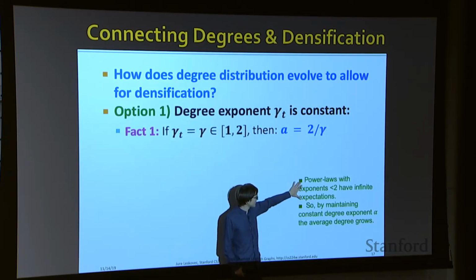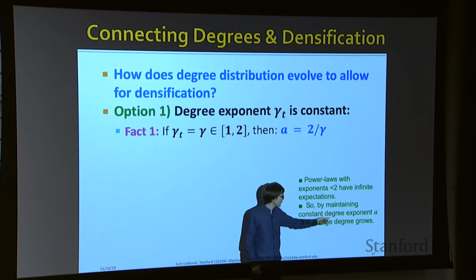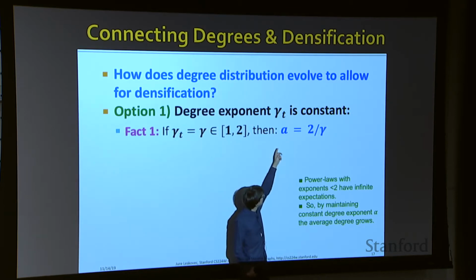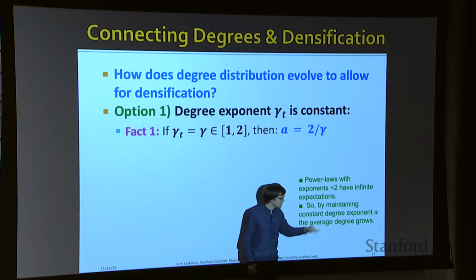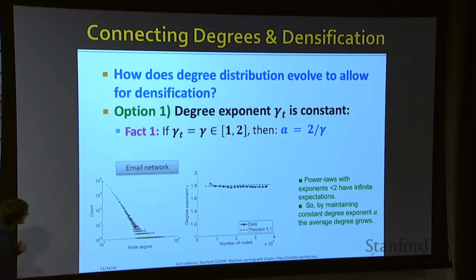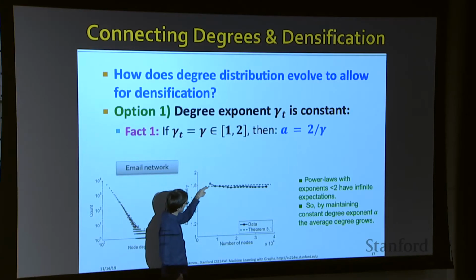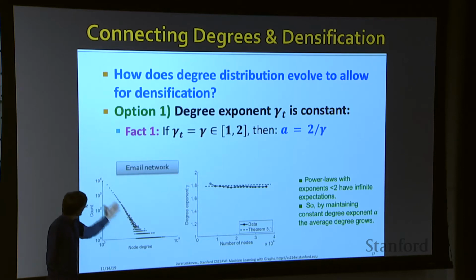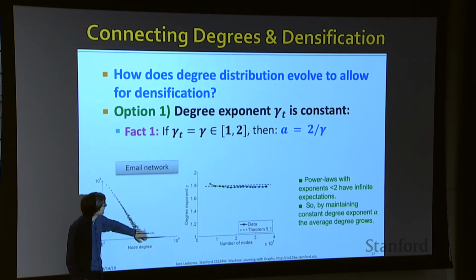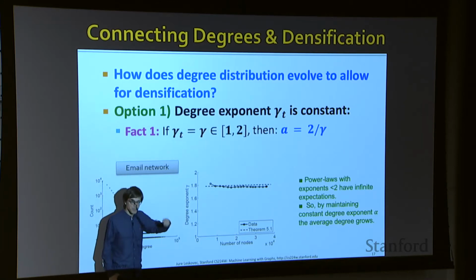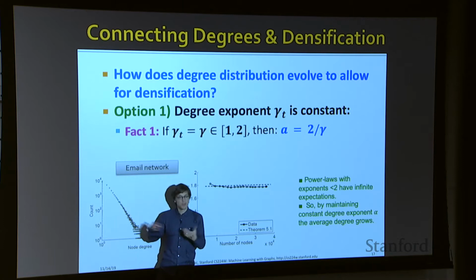The consequence of this is that power laws with exponents less than 2 have infinite expectations. So by maintaining a constant degree exponent, gamma in our case, the average degree will grow. To show you an example of this, here is the degree distribution of an email network. It has this straight-line shape. If you ask what the slope of this line is, it's 1.8. And this 1.8 is maintained over time. But the network is still densifying because the degree distribution is very fat. There is so much mass here in the tail that the high-degree nodes keep increasing the average degree, even though the shape of this remains constant over time.